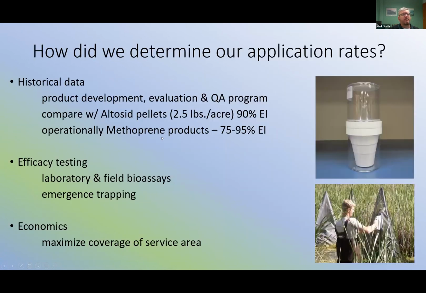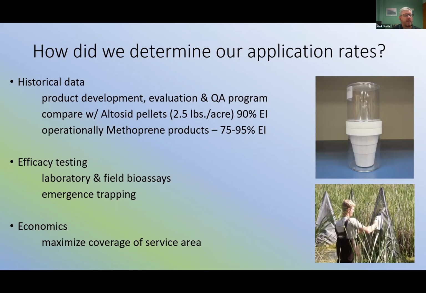So how did we determine our application rates? Going back with that work from Dr. Sjogren, we did a lot of development work looking at what would be the best rate for floodwater control, and through trial and error, we actually found that about 2.85 pounds per acre of Altosid pellets achieved about 90% emergence inhibition.